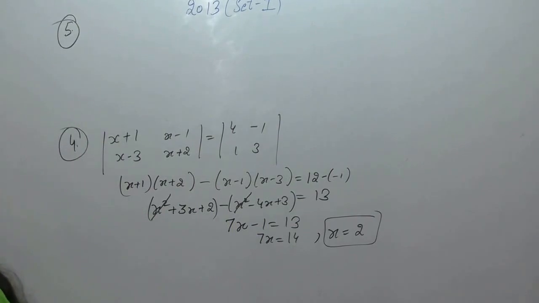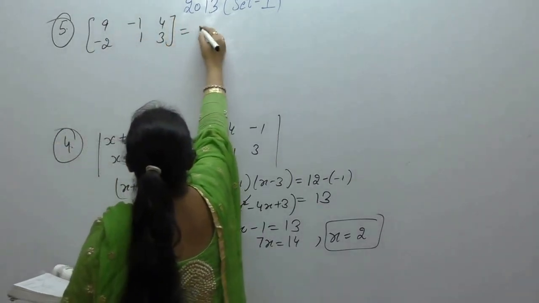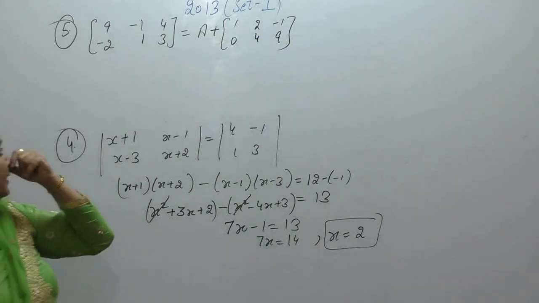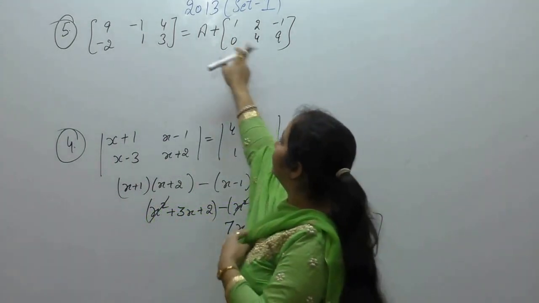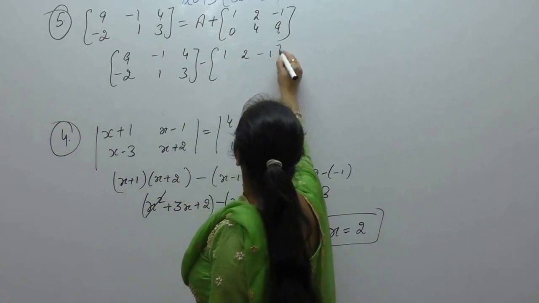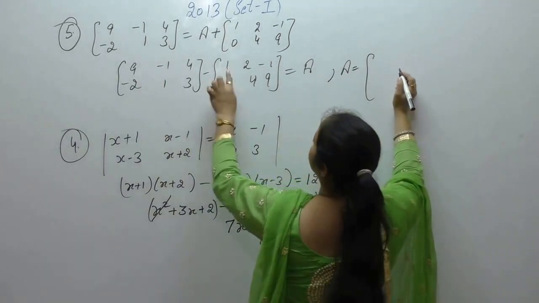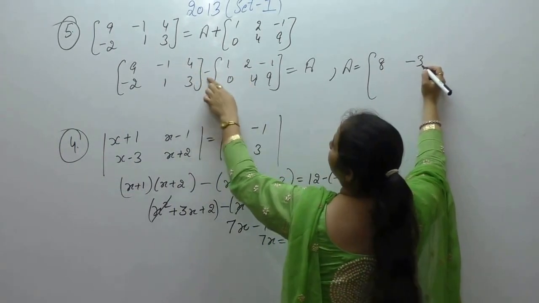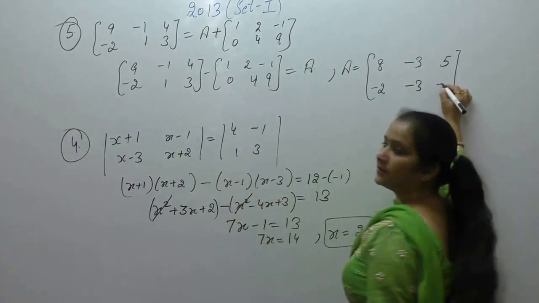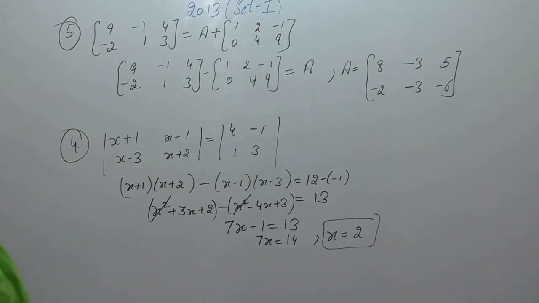Next one is, if matrix 9, minus 2, minus 1, 1, 4, 3 is equals to A plus 1, 0, 2, 4, minus 1, 9, then find the matrix A. This is the sum of two matrices on the right hand side. When this matrix goes to the left hand side, then the sign will change. So minus 1, 2, minus 1, 0, 4, 9 is equals to matrix A. So A is equals to 9 minus 1, minus 1 minus 2, 4 minus minus, plus 1, minus 2 minus 0, 1 minus 4, 3 minus 9. So matrix A has value 8, minus 3, 5, minus 2, minus 3 and minus 6.